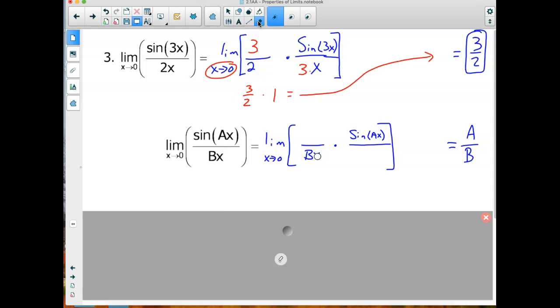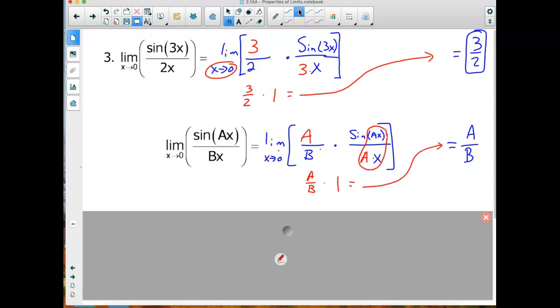And I know this x, I don't want this x right here. I want that x to be right here. So what do I need to add? Well, I need sine ax over ax. So if I have to multiply by an a in the denominator, I have to multiply by an a in the numerator. The limit of the constant is a over b times the limit when these guys match, which is 1. Winner, winner. I just nailed it.